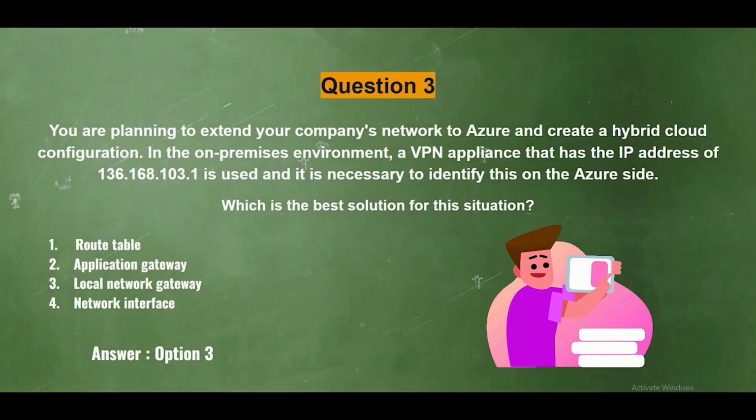Question 3. You are planning to extend your company's network to Azure and create a hybrid cloud configuration. In the on-premises environment, a VPN appliance that has the IP address of 136.168.103.1 is used, and it is necessary to identify this on the Azure side. Which is the best solution for this situation? And the options are: Number 1, Route Table; Number 2, Application Gateway; Number 3, Local Network Gateway; Number 4, Network Interface. And the correct answer is Option 3.